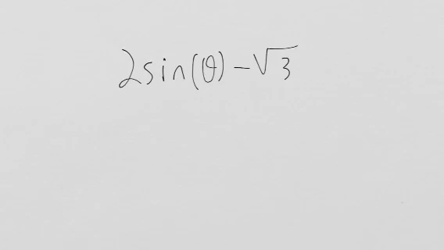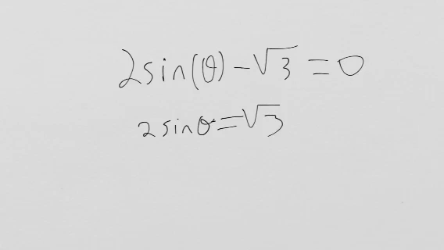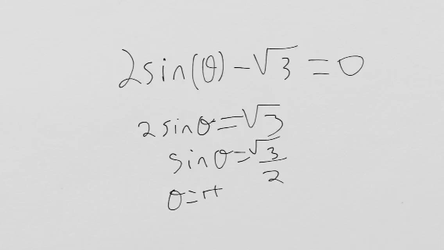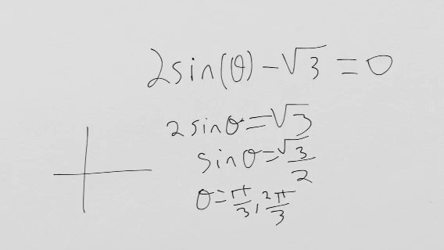Last one, we have 2 sine theta minus root 3 as our derivative. We'll set it equal to 0 again. 2 sine theta equals root 3. Sine theta equals root 3 over 2, which happens at pi over 3 and 2 pi over 3. So when we draw our circle, pi over 3, 2 pi over 3.